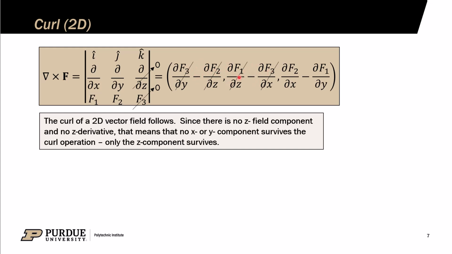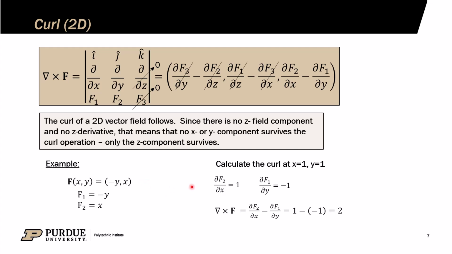So my first 2 terms are both 0, and the only surviving term is actually the z component of the curl. So in this case, I've got a vector field. It's got f1, f2, and those change across x and y positions. But when I take the curl of that vector field, I'm only going to get a z component.